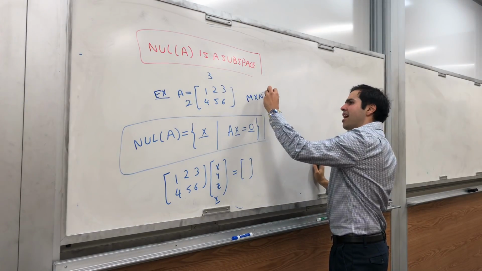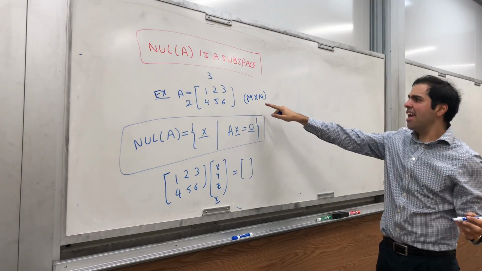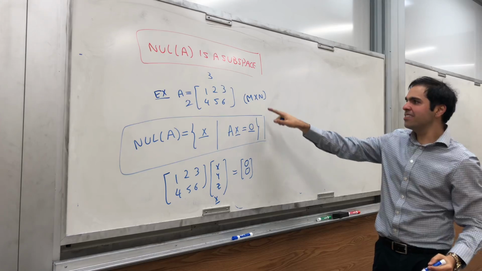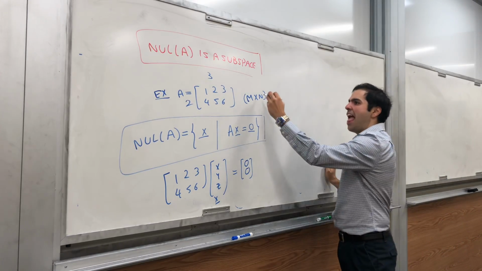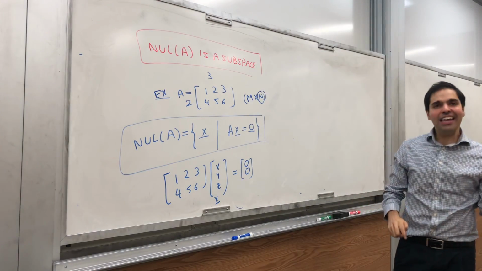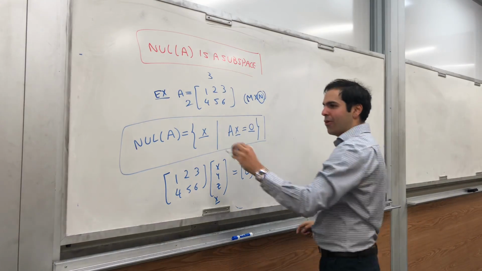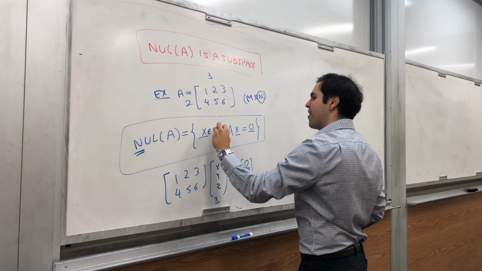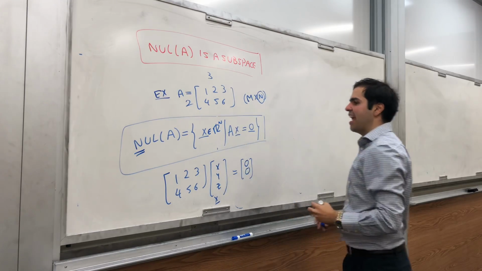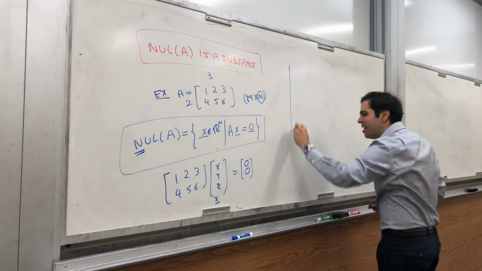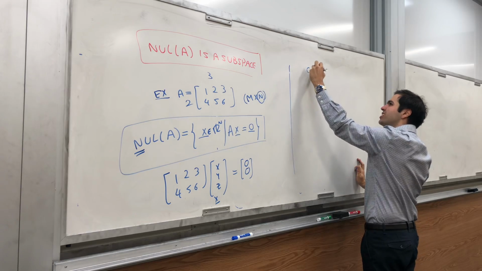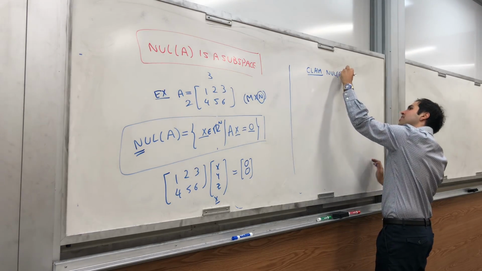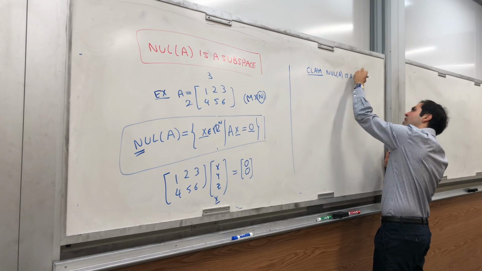So in other words, if A is an m by n matrix, the null space is a subspace of Rn. N as in input, or as in null space. So x in Rn, such that Ax equals 0. And so let's show the thing I wanted to show. So claim: null space of A is a subspace of Rn.